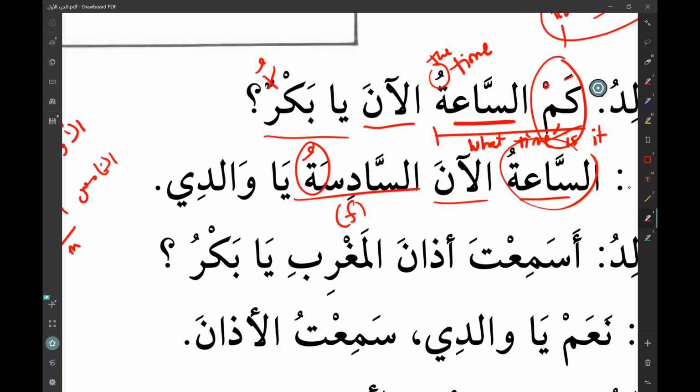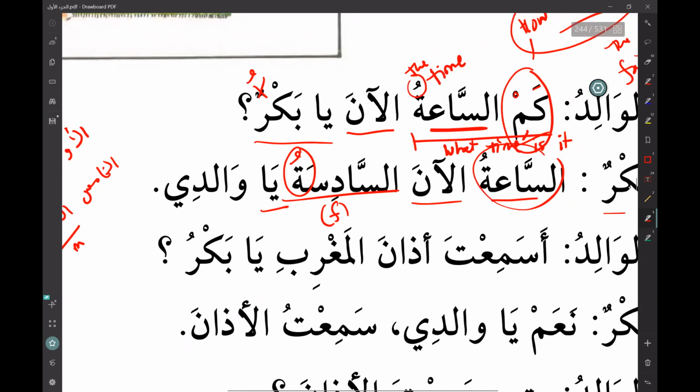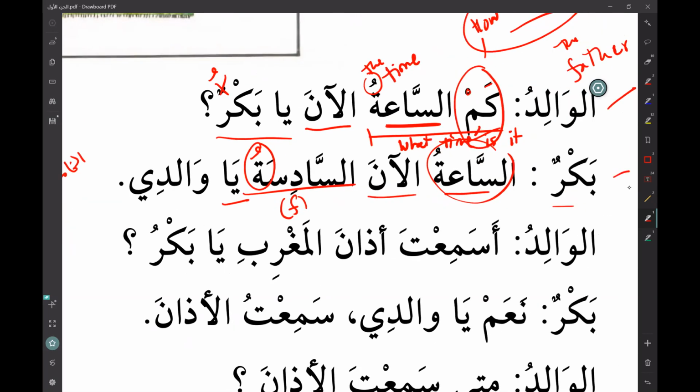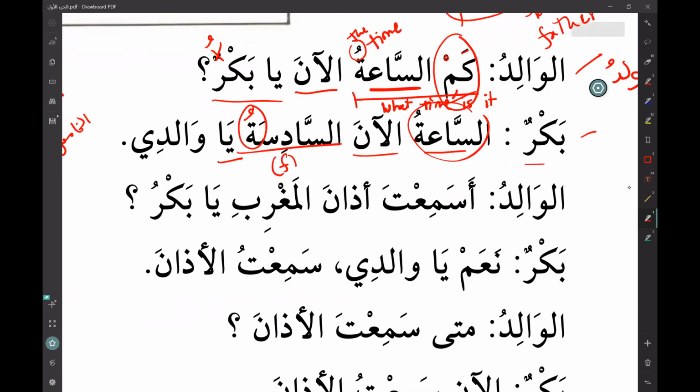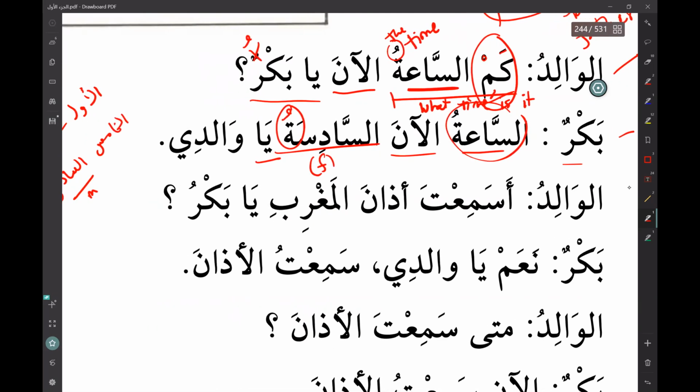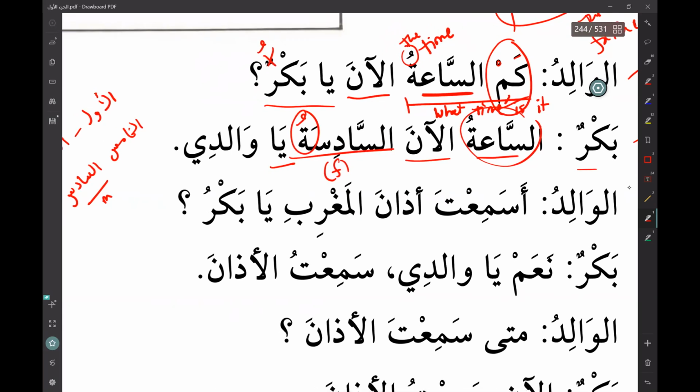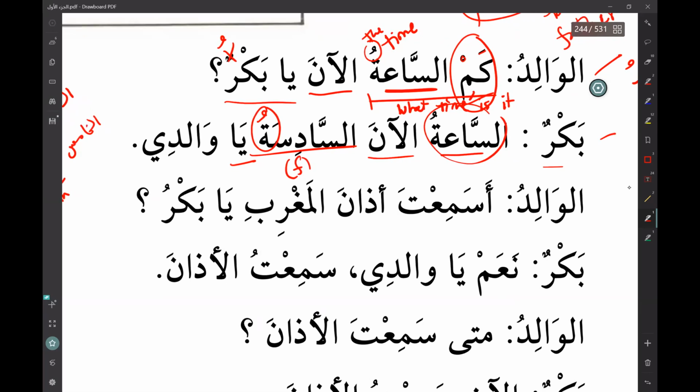As-sa'atu al-ana as-sadisatu ya walidi. See, the ya is there instead of just saying father, we have this ya. Now then the father says, al-walidu, saying, a-sami'ta adhan al-maghrib ya bakr. Okay, so as you see, we will be getting a lot of verbs.